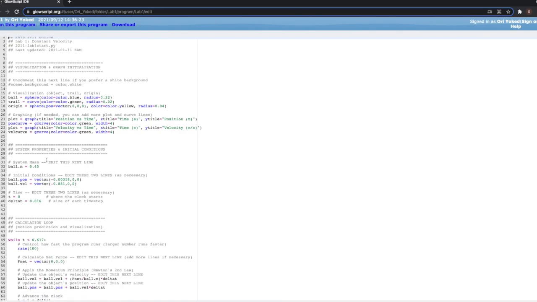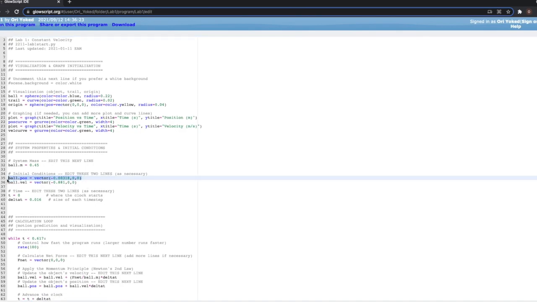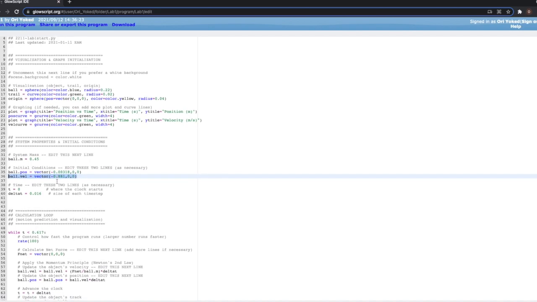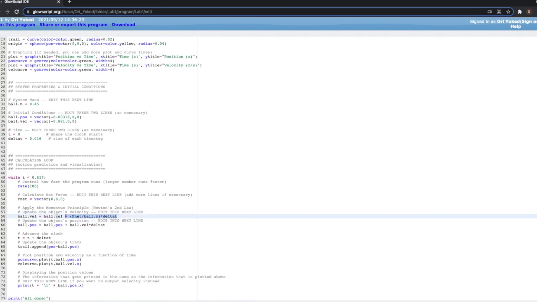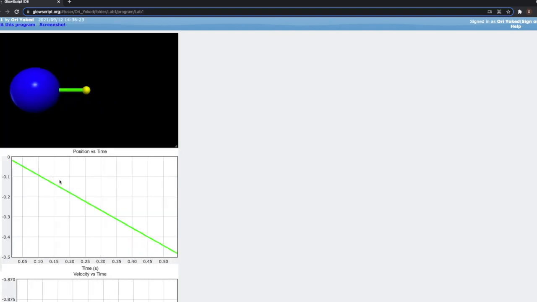So in GlowScript, this is where the initial position is. This is where the average velocity and also initial velocity is. And then I have the velocity update formula, and because the net force is 0, this is just saying that the final velocity equals the initial velocity. And then here is the position update formula, which will be used to graph position versus time. And here's what it looks like when it runs.